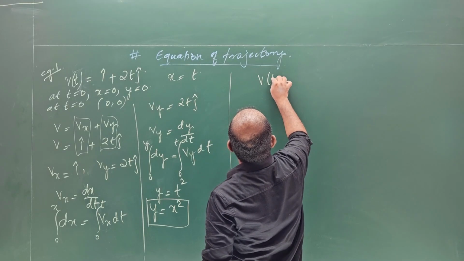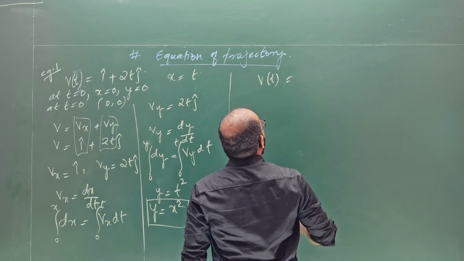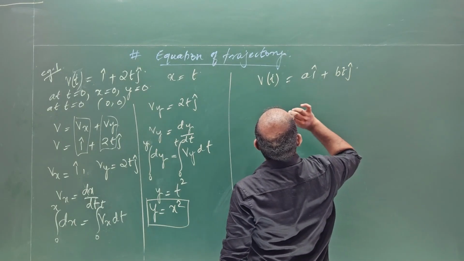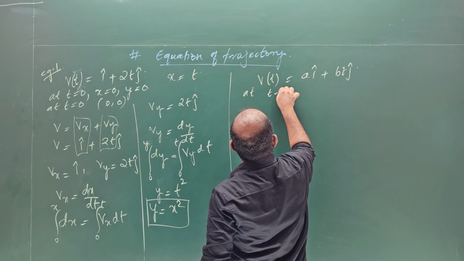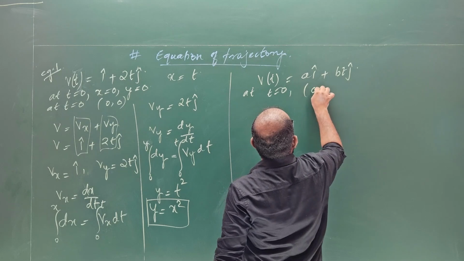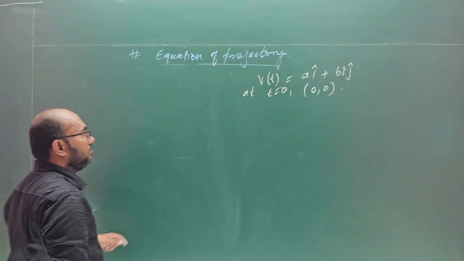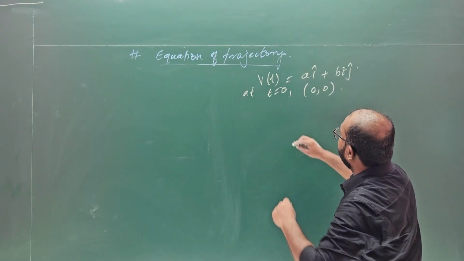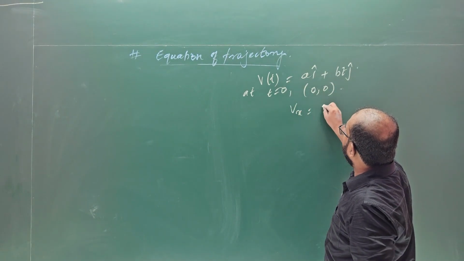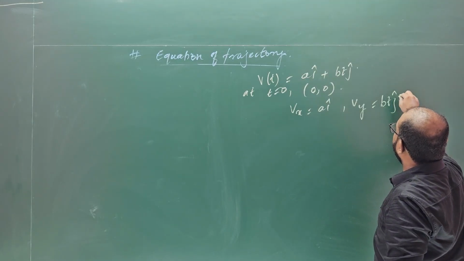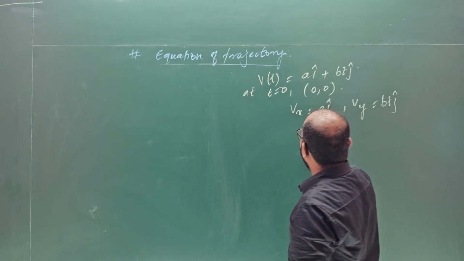At any time, velocity is equal to a i plus b t j cap. At t is equal to 0, body is at 0, 0. Come on, try this. So let me do it here only. Can I say Vx is nothing but a i and Vy is nothing but b t j cap? Can I write like this?